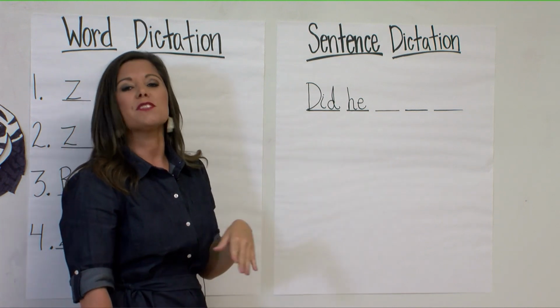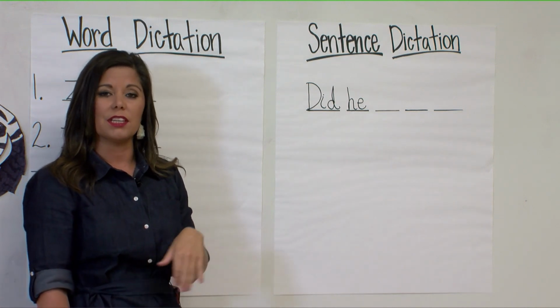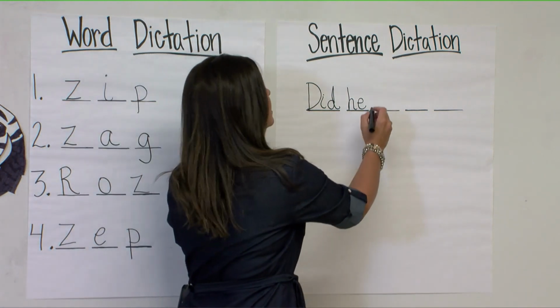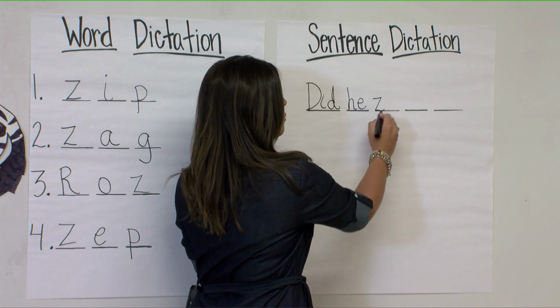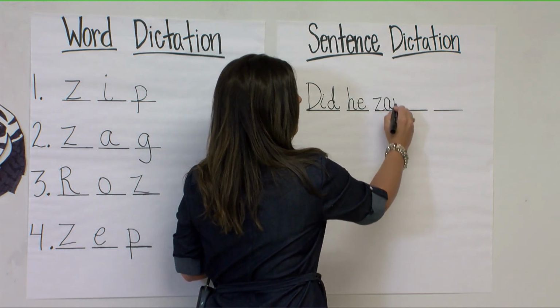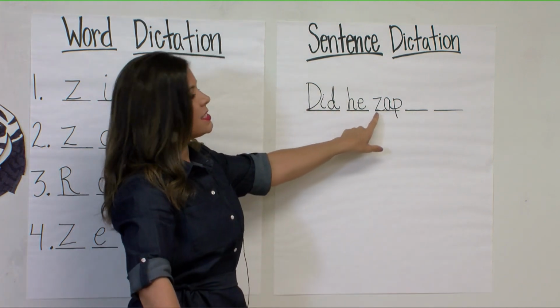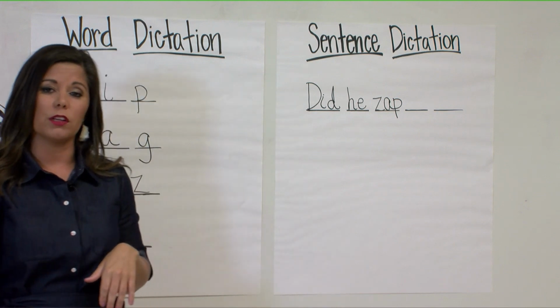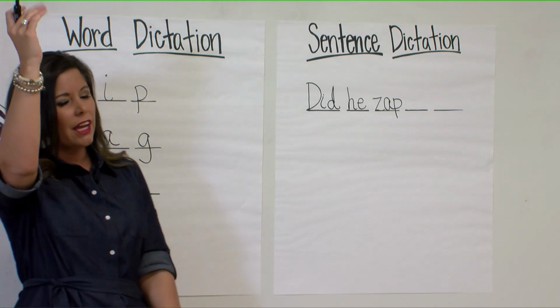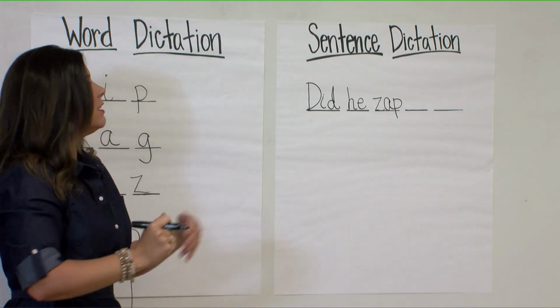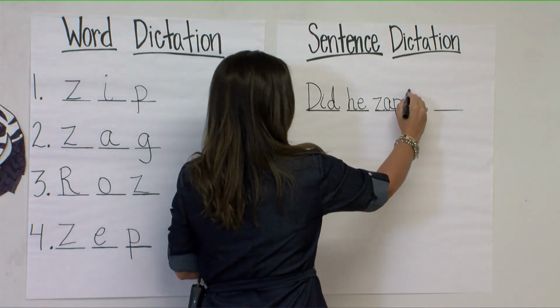So did he, who remembers my next word? Zap. Very good. Let's finger tap that word since it has our new sound in it. Z-ap. All right, that first sound was Z, so that's our Z. And our middle sound, ap. Did he zap? Now remember our next word, the, is a sight word. That's one of our red words. So let's pull that word down, the, and tap it out. T-H-E, the. Very good. Let's spell this word.